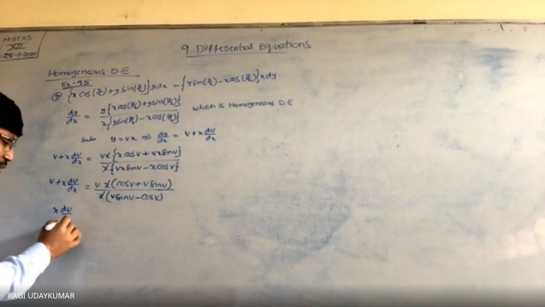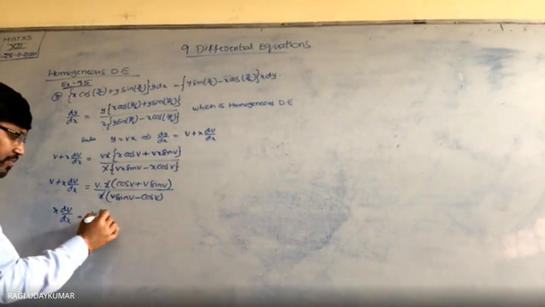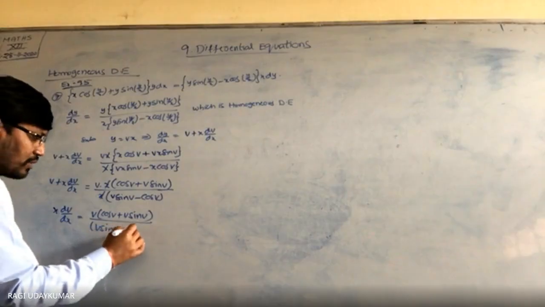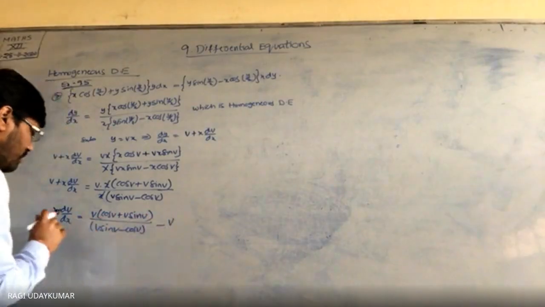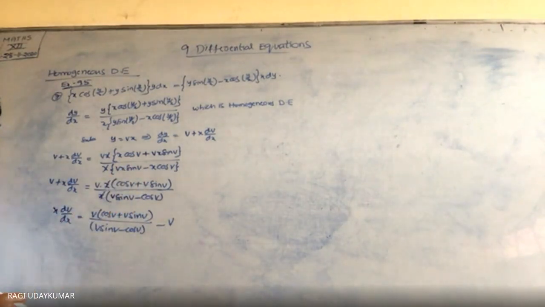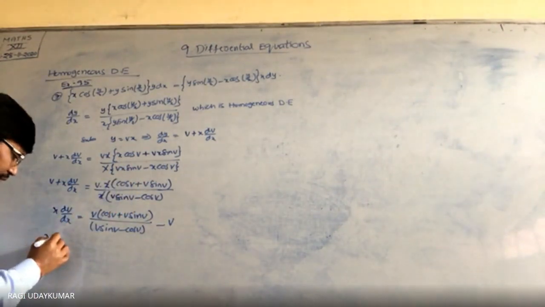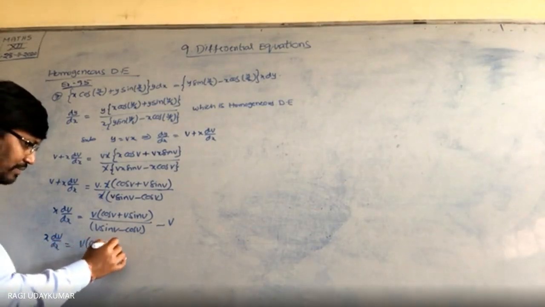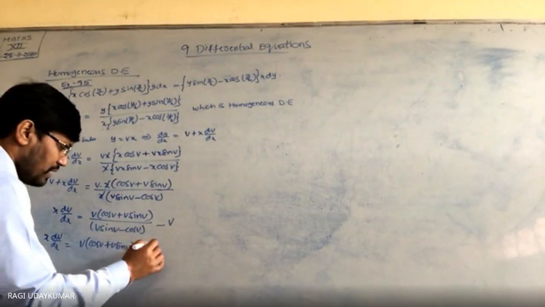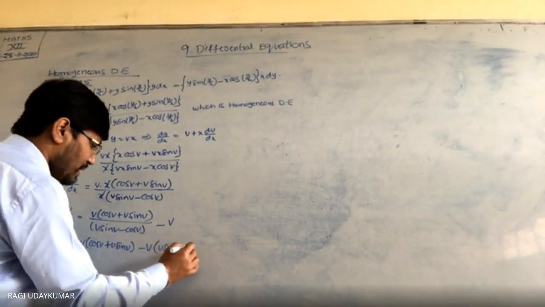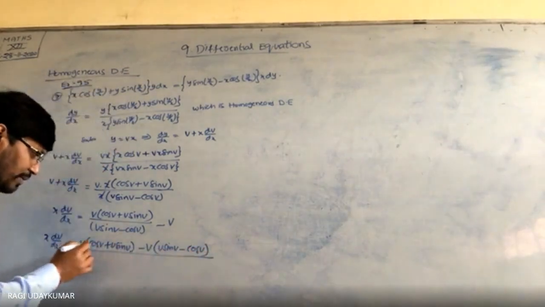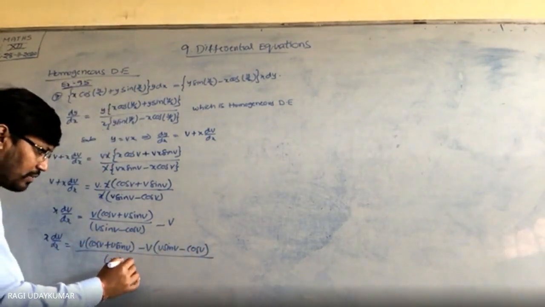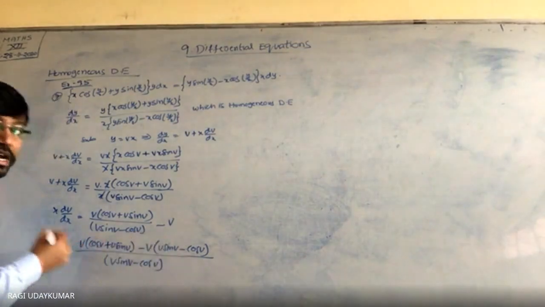x dv by dx, is it visible to you? Yes, sir. v sin v minus cos v minus v. This v we will transfer to the right side. So now next step, what do you get here? x dv by dx is equal to v into cos v plus v sin v minus v into v sin v minus cos v, divided by v sin v minus cos v. Simplify this, v is common.